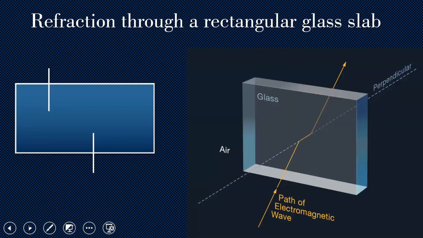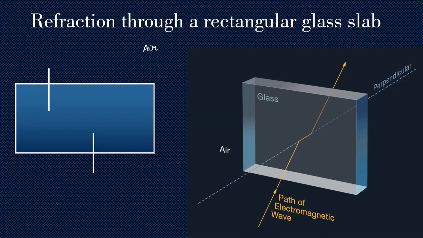Now, let us see refraction through a rectangular glass slab. What is a glass slab? A glass slab is a solid medium. As compared to air, how is the glass slab? The glass slab is an optically denser medium. The density of glass, being a solid, is more as compared to the density of air. Right? So let us see this.